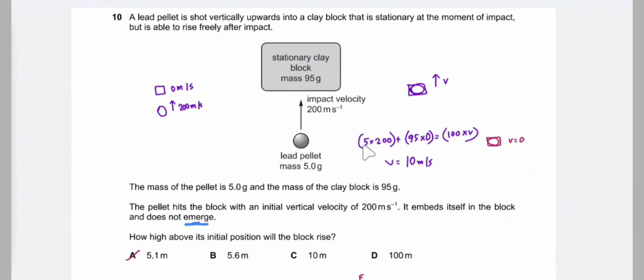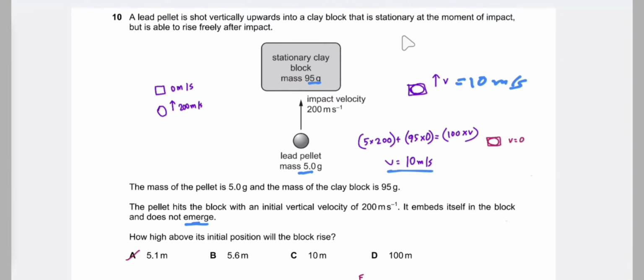So mass, that is 5 gram, into the velocity, that is 200 meter per second of the pellet, plus since the block is stationary, its velocity is 0 and mass is 95, is equal to, after the impact, the total masses added since they move up together. So the together mass is 100 gram, that is 95 plus 5, and they move up with a velocity v. So since both are in gram, they would cancel. And the velocity comes to be 10 meter per second. That means the initial velocity is 10 meter per second, by which they move upwards.